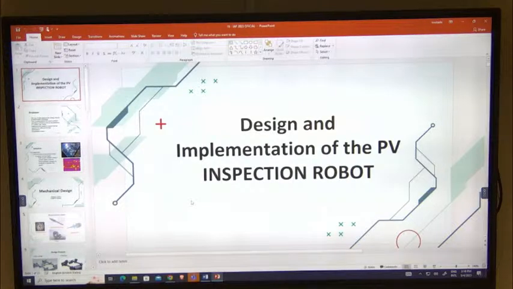Good afternoon, everybody. Welcome back. Our next presentation will be design and implementation of a EV inspection robot.